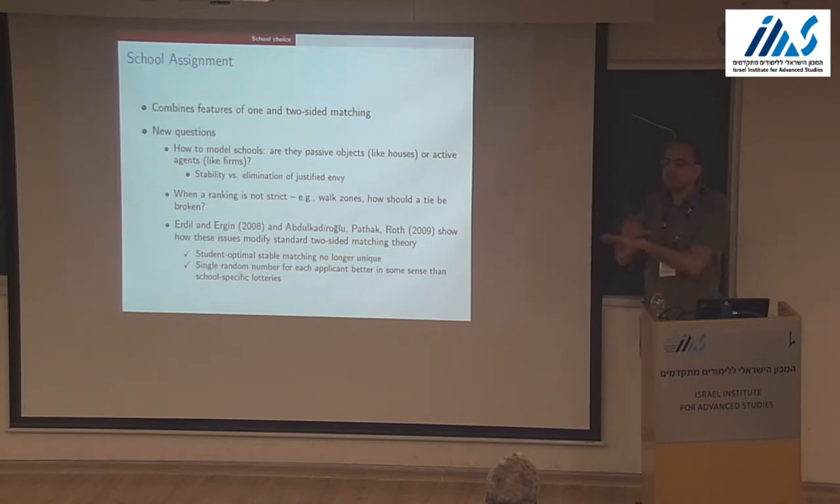One faction says, I don't like choice at all. I just want a neighborhood school system where I go to the closest school to where I live. And another faction says, that's not fair. That's particularly not fair for the neighborhoods that don't have very good schools. So why don't we have some notion of a walk zone where some fraction of seats are reserved for kids from the walk zone? This is typically a political compromise.